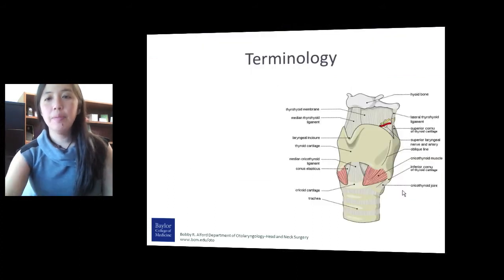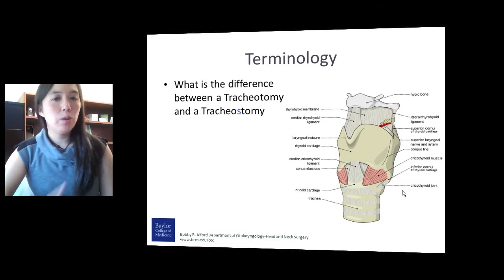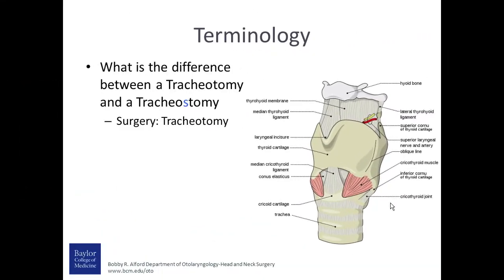So, a little bit of terminology. Do you know what the difference is between a tracheotomy and a tracheostomy? The surgery itself is a tracheotomy. Otomy meaning to put a hole in it. So you're doing a tracheotomy, versus the tube itself that we place, which is the tracheostomy. Though in reality, we do use these terms largely interchangeably.